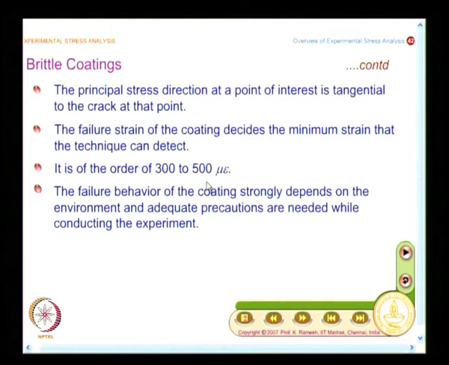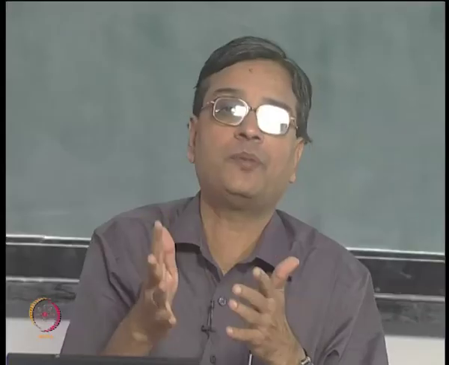If the ambient temperature changes, if the humidity changes, because you are going to apply brittle coating in the field, you are not going to apply brittle coating inside the comfort of your laboratory. Inside the comfort of the laboratory you can control everything, you can control the humidity, you can control the temperature, you can have a dust free environment, but brittle coating is a very industry friendly technique.